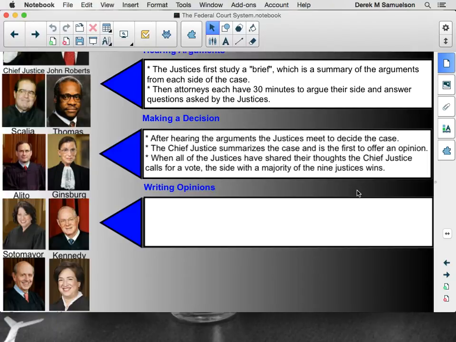The Chief Justice will sit down at this meeting, and he'll summarize the case. And the Chief Justice gets to be the first to offer their opinion. So they will be the first to say, I think that we should rule in favor of so-and-so because of this. That's the power of being the Supreme Court Chief Justice, the right to be heard first. Then when all other justices have shared their thoughts, the Chief Justice calls for a vote. The side with the majority wins. We have 9 justices, so 5 is what you need to win the case, and that is how a decision is made within the Supreme Court.